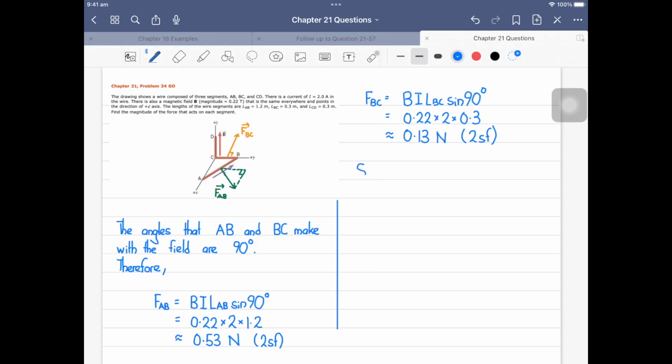And finally, we can say, since CD is parallel to the field, the force is B I L CD times sine of 0 degrees. Sine of 0 degrees is 0, so this becomes 0 newtons.